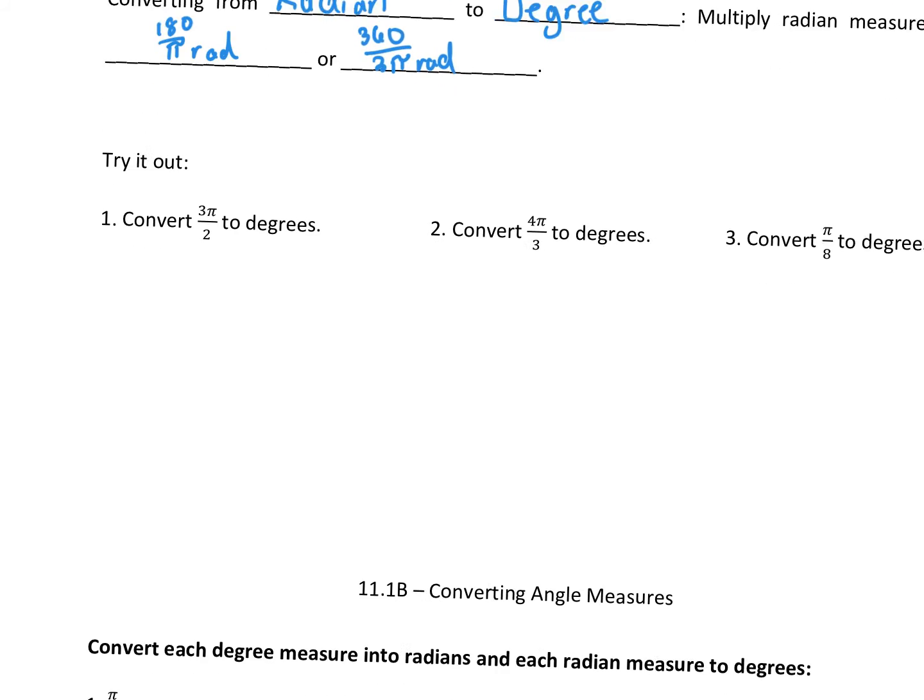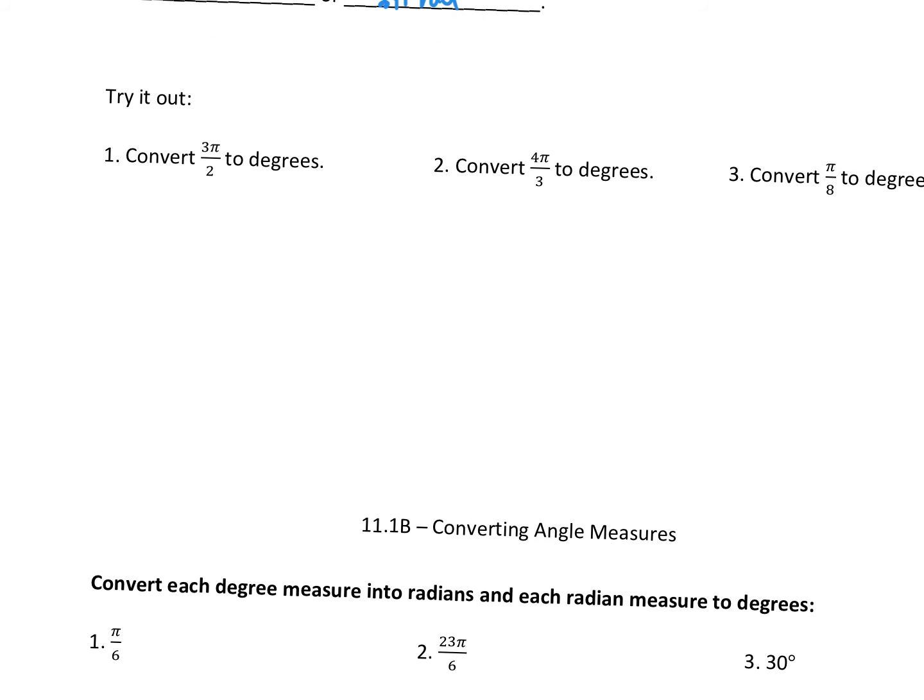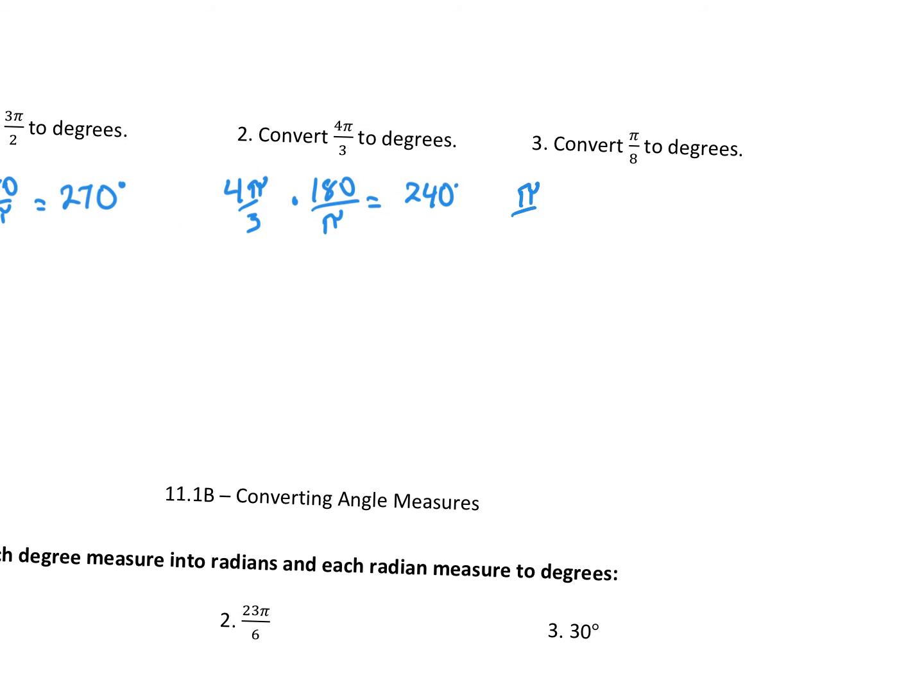So let's try it. Number 1, we take 3 pi over 2, and we're going to multiply by 180 divided by pi. The pi's automatically cancel out. That's where you get the degrees from. If we multiply this across, you get 270 degrees. 4 pi divided by 3, I'm just going to multiply by 180 and cancel out that pi. This gives me 240. Pi over 8 times 180 over pi, multiplied across, I get 22.5 degrees.